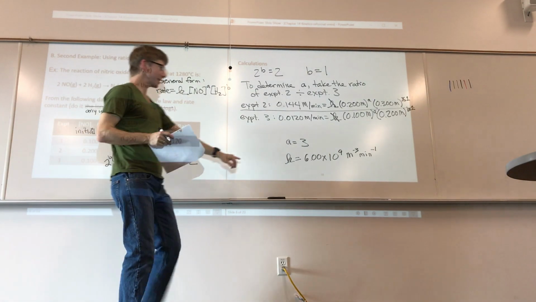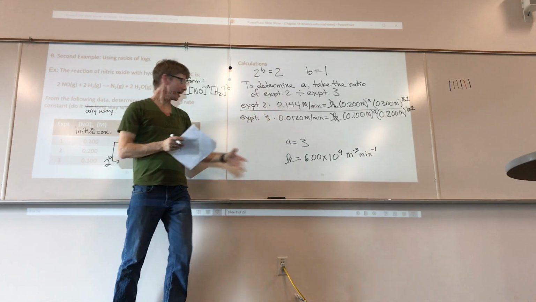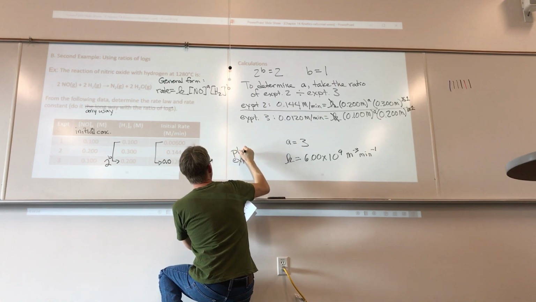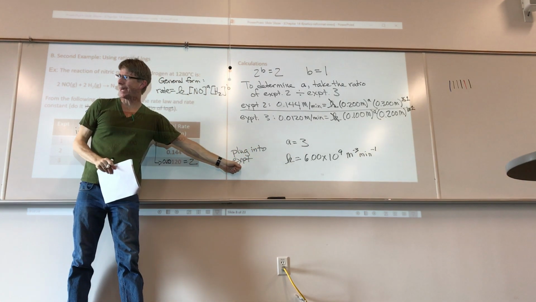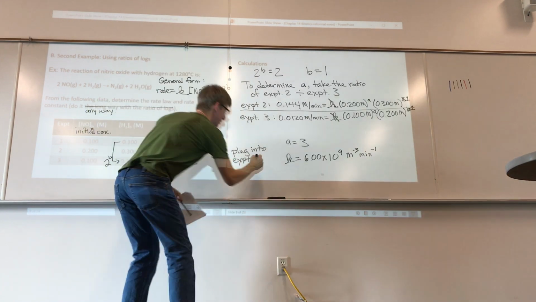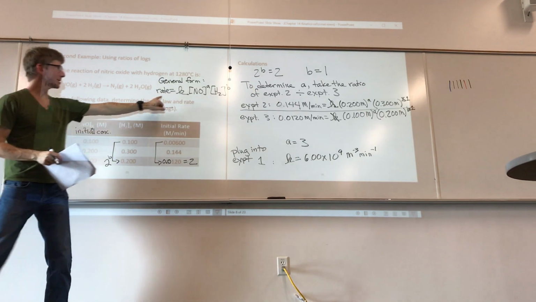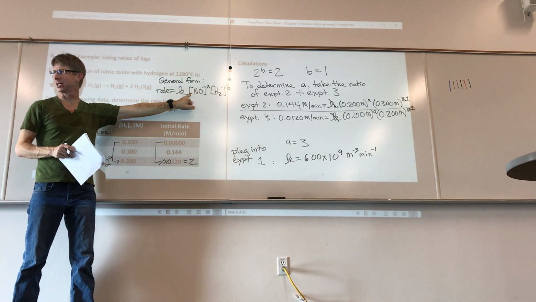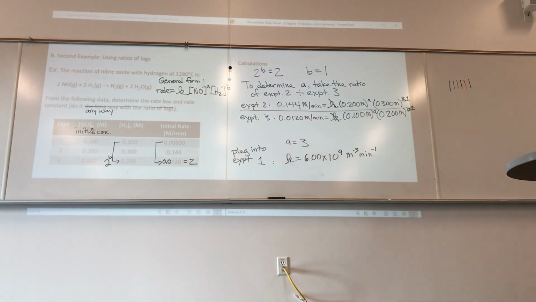So where am I plugging into to find this? So this, I'm just solving that, right? Right. So you can plug into any of the experiments. I plugged into experiment 1. What I mean by that is you know the rate, you know all of these terms now, and you solve for k. I got you. Yeah. Any question about that?